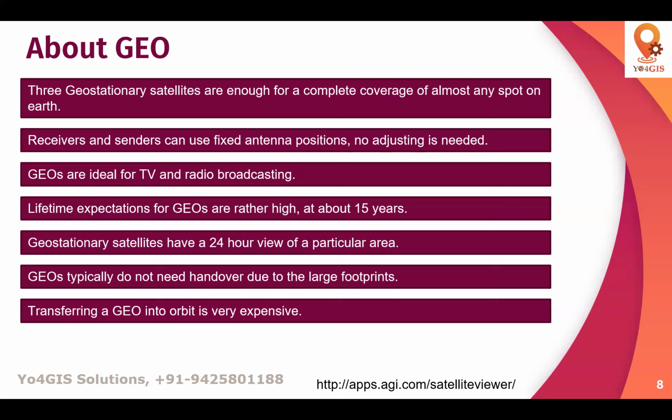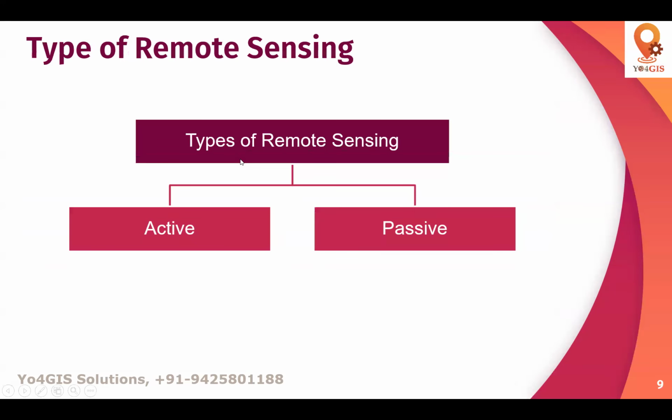But the most important thing is that launching the geo satellite is very costly. Many countries can launch LEO and MEO kind of satellites, but when we come to launching a geo satellite, because it is very expensive, all countries cannot launch it. So these are the major categories we have for satellites in the context of altitude.